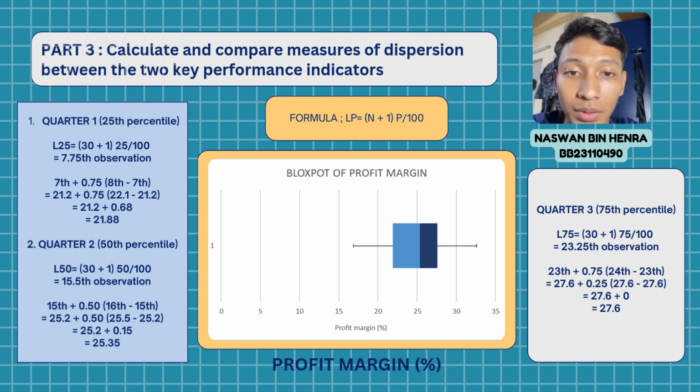Next, calculate the percentiles for profit margins. The calculation method is the same as before. So the answer for quartile 1 profit margin is 21.88, quartile 2 is 25.35 and quartile 3 is 27.6.